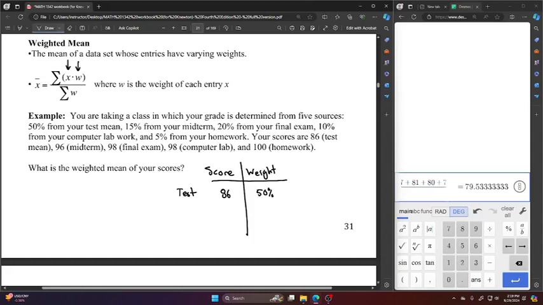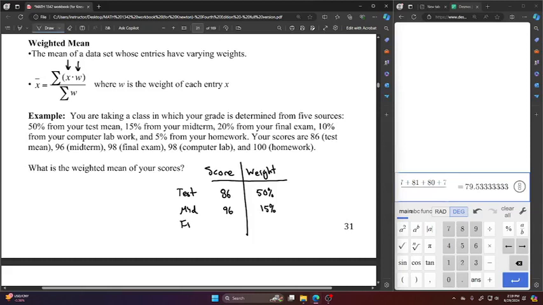Okay, so that's for my test. The next one was midterm. I made a 96 in my midterm. What was the weight? What's the weight of midterm? 15. Okay, cool.